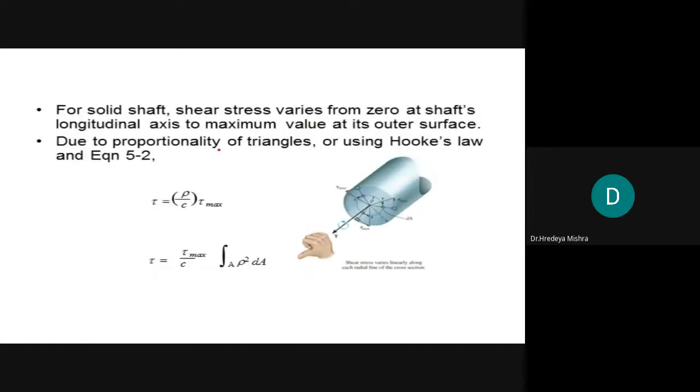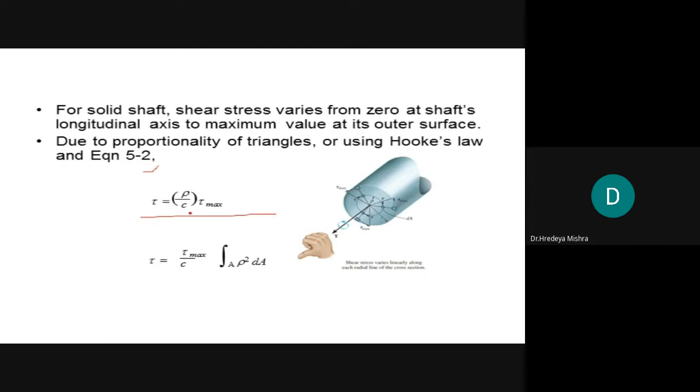Now for the solid shaft, shear stress varies from zero at the shaft's longitudinal axis to a maximum value at the outer surface. Due to the proportionality of the triangles, we are using Hooke's law. What is the Hooke's law equation here?